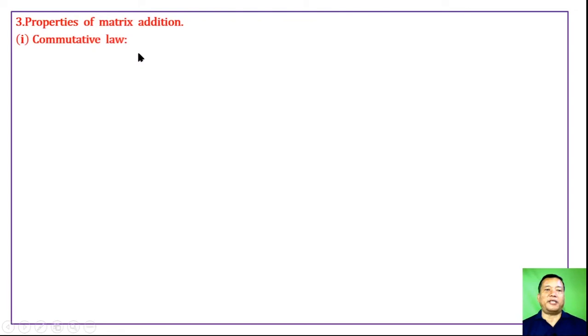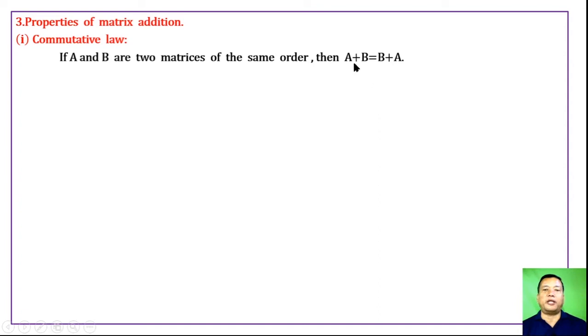Properties of matrix addition. Commutative law. If A and B are two matrices of the same order, then A plus B equal to B plus A. Matrix addition is independent of order.